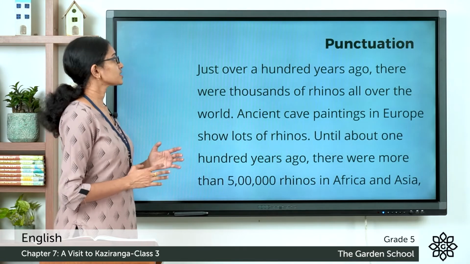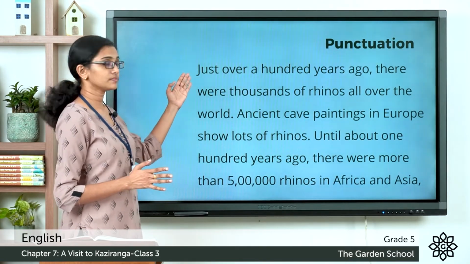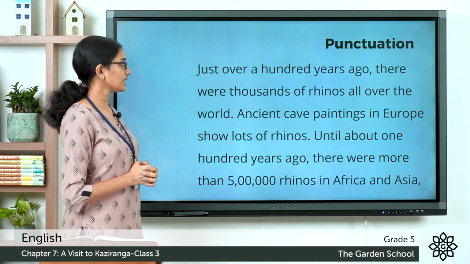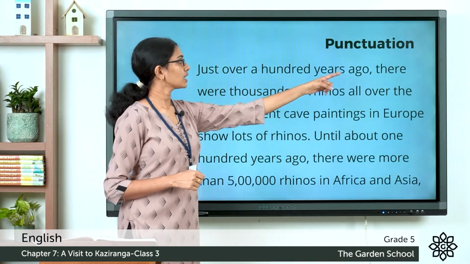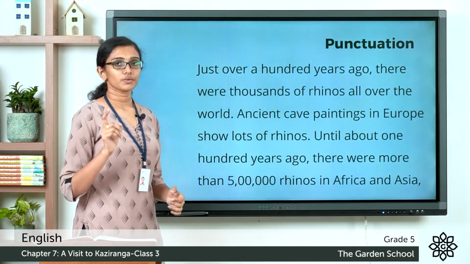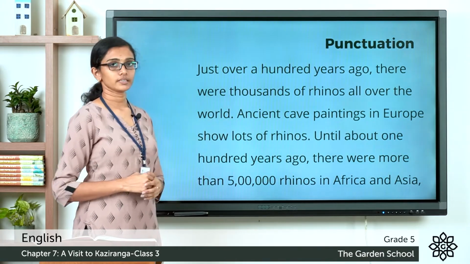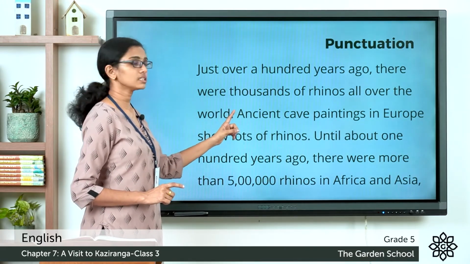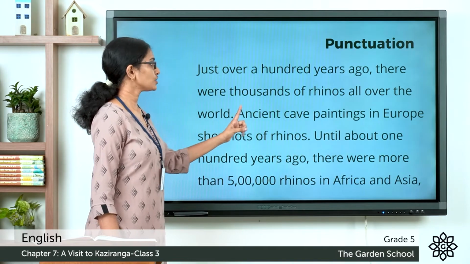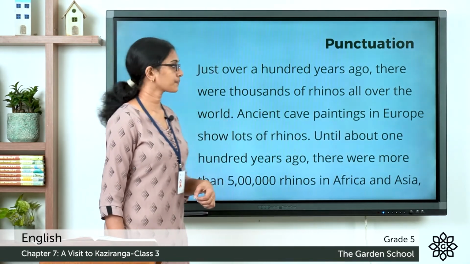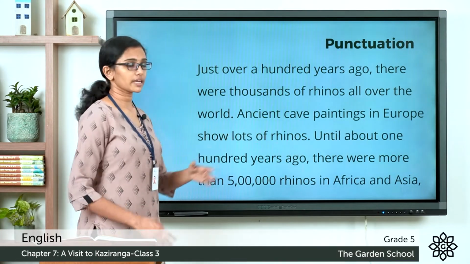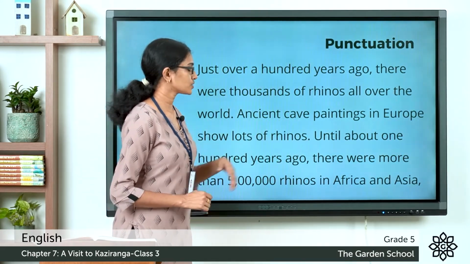So, that is just over, see the word just, the letter J is capitalized. Just over 100 years ago, there is a comma. There were thousands of rhinos all over the world. Full stop. Then starts with a capital letter. Ancient cave paintings in Europe. E is capitalized. Show lots of rhinos. Sentence ends. So full stop.